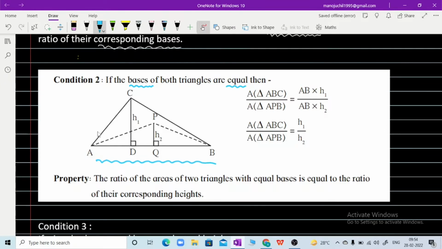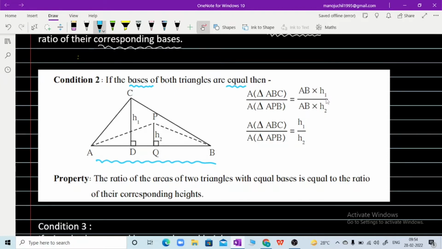So can I tell triangle CAB and triangle PAB are sitting on the same base AB, whereas they have two different heights, that is height CD H1 and height PQ H2. Here the heights are not equal, only the bases are equal. According to the property of ratio of areas of triangles, we can write area of triangle ABC upon area of triangle APB is equal to base upon base, AB upon AB, into H1 upon H2.